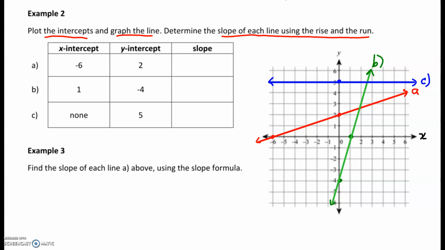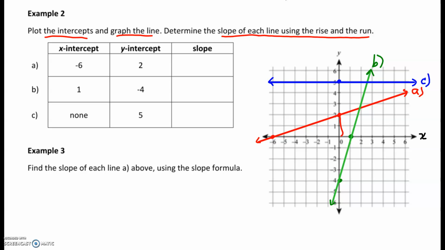All right, so we've done the first 2 things they asked us to do, plot the points and graph the line. Now they want us to find the slope of each line using rise and run. So we're going to go back in and draw our right triangles. I'm going to use my intercepts as my 2 good points.